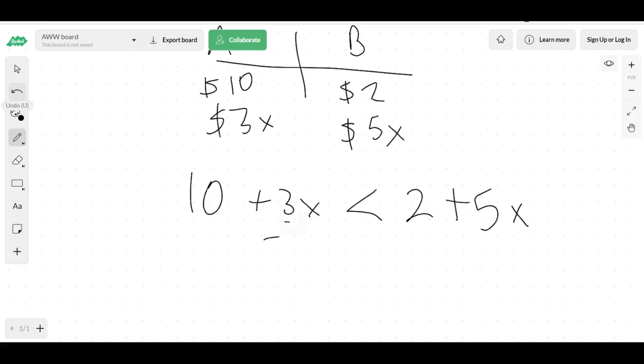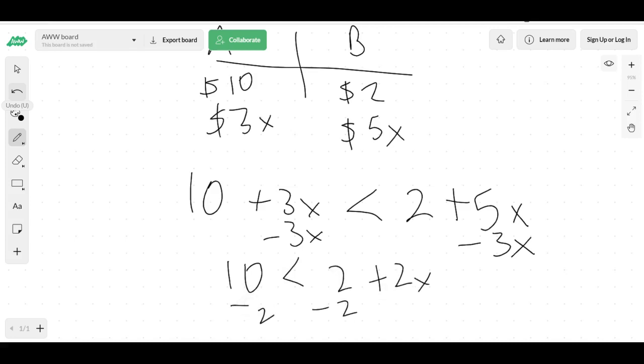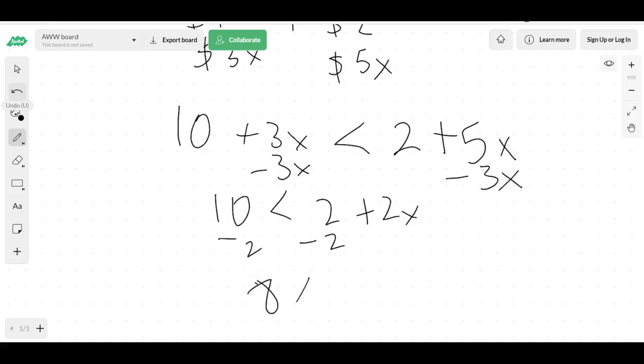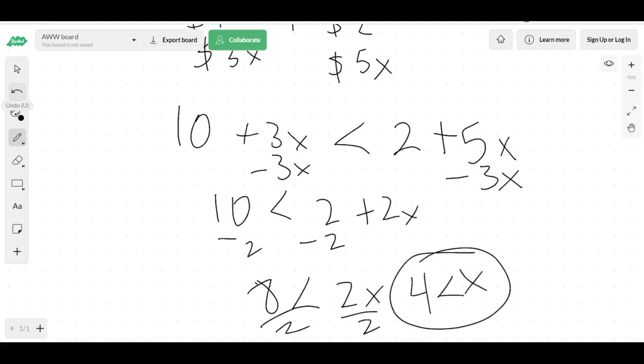Well, the first thing I'd want to do is minus 3x from both sides. Then I'd minus 2 from both sides. Then I would divide both sides by 2. And after 4 t-shirts, you'd want to buy from company A.